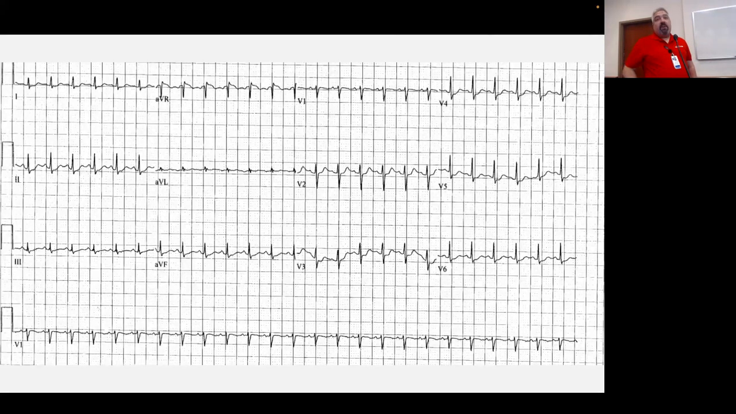Okay. So you've got a P before every QRS. The PR ratio is constant. And this is going to become important in a moment. The P waves are upright in 2-3 and AVF and inverted in AVR. Why do you think that matters?